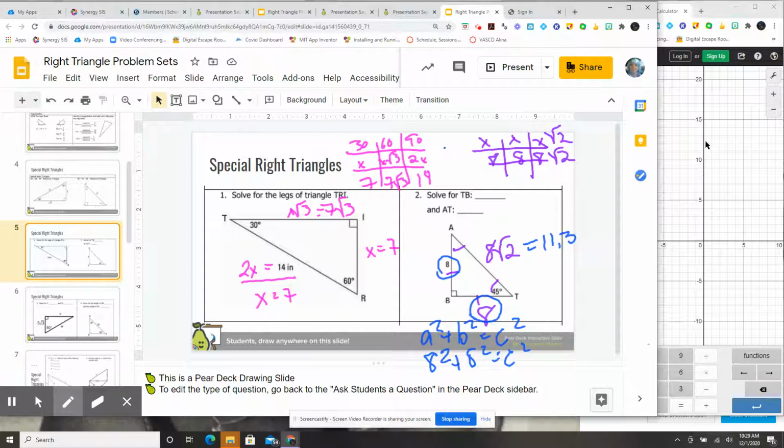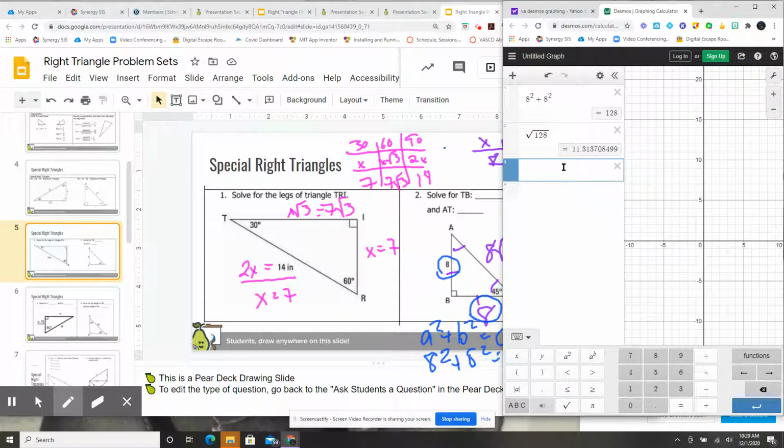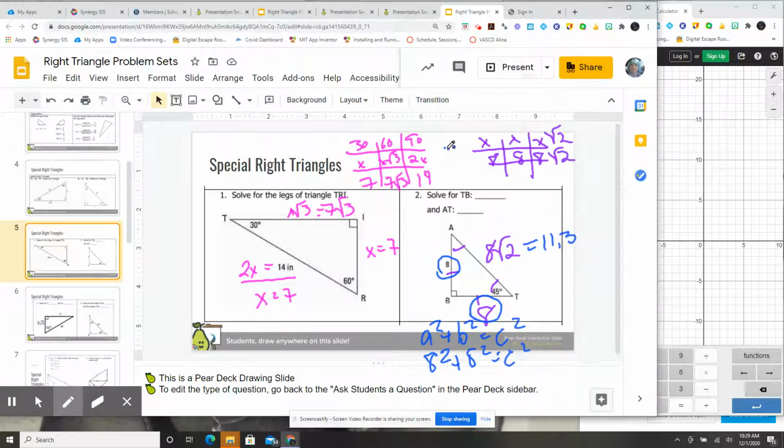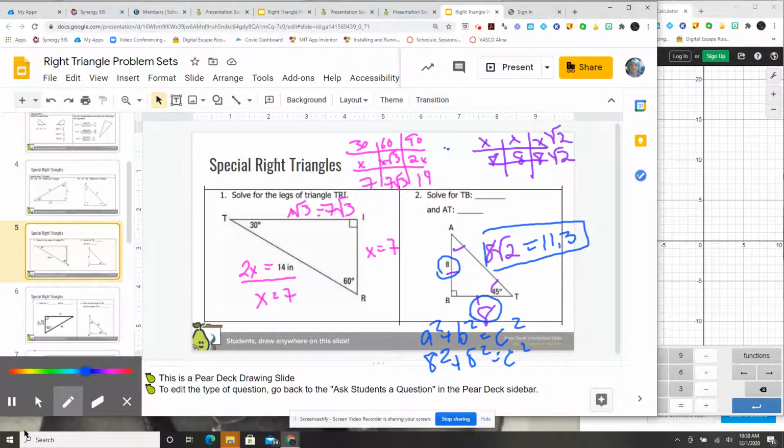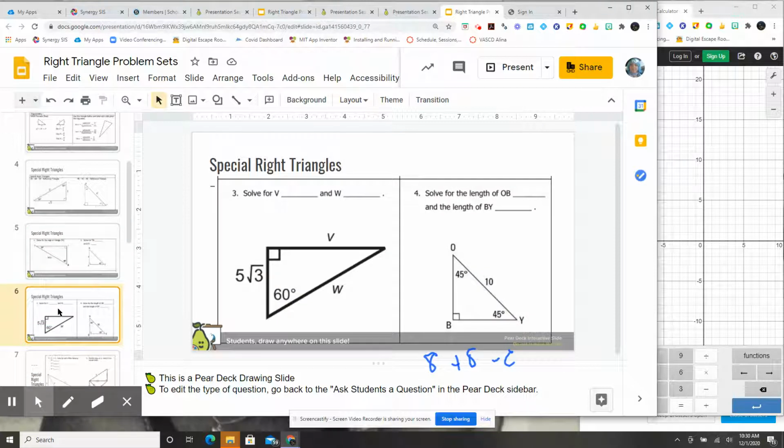And I can double check that going back in here and doing 8 times the square root of 2, and I get 11.3. Exactly the same. These two things equal each other. So it doesn't matter which number you get, that is all going to work out just perfectly. Let's look at slide number 6.